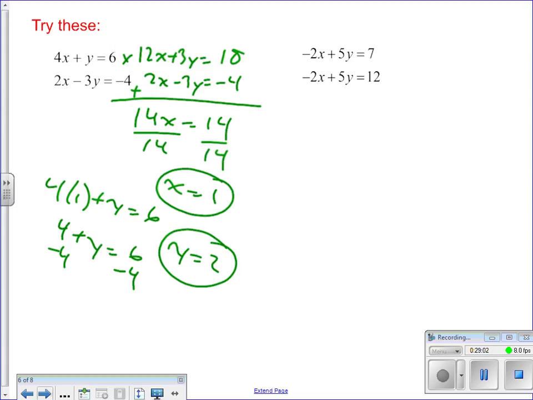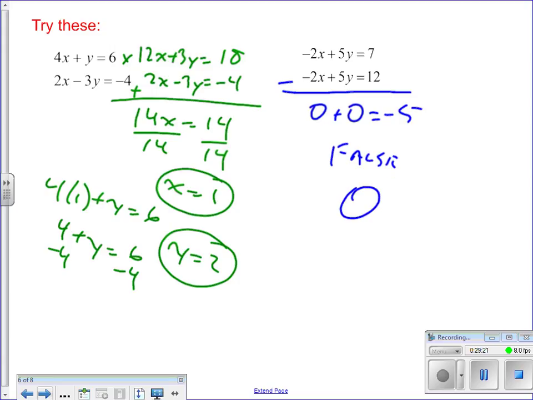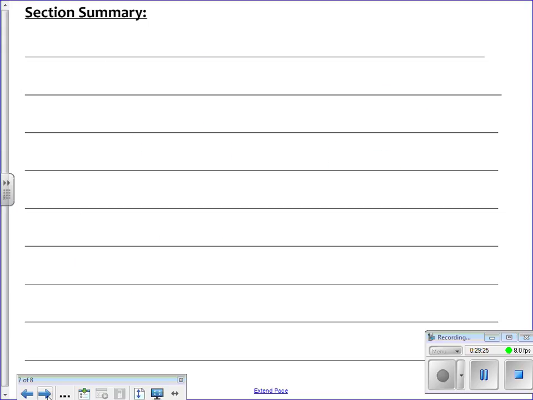Second equation, I can subtract. Don't need to multiply at all. Subtract. Negative 2 minus negative 2 is 0x. 5 minus 5y is 0y equals 7 minus 12 is negative 5. This is false. So, no solution. And that's it.